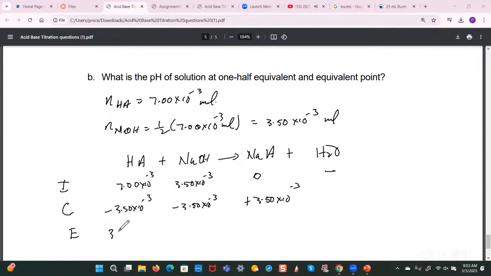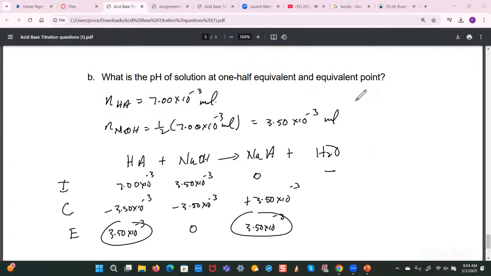You're going to have 3.50 times 10 to the minus 3 moles. Here you're going to have 0, and here you're going to have 3.50 times 10 to the minus 3 moles, right? Now this is a very interesting situation because what we have here is a buffer, because you're going to have equal amounts, mole-wise, between the sodium acetate and the HA, right? And they're in the same solution, and the moles of them would be equal to each other.